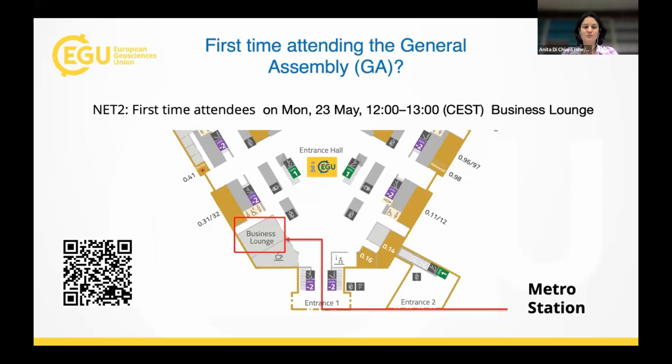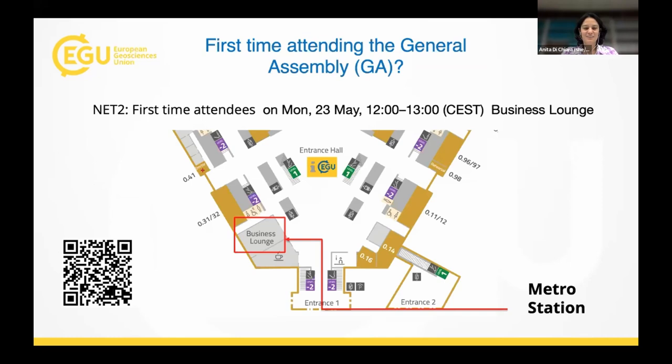There are also networking events. And as Peter said, there are networking events and pop-up networking events. Networking events are marked as NET in the program. For instance, there is the first-time attendees event on Monday, in the business lounge. And I just put here a map of where this event is with the metro station reference, and in the red part, it's the business lounge.